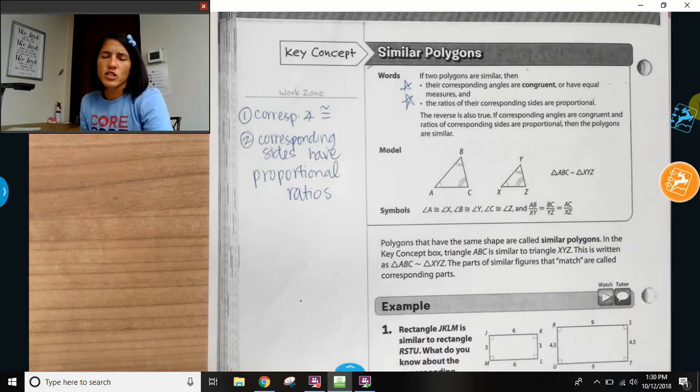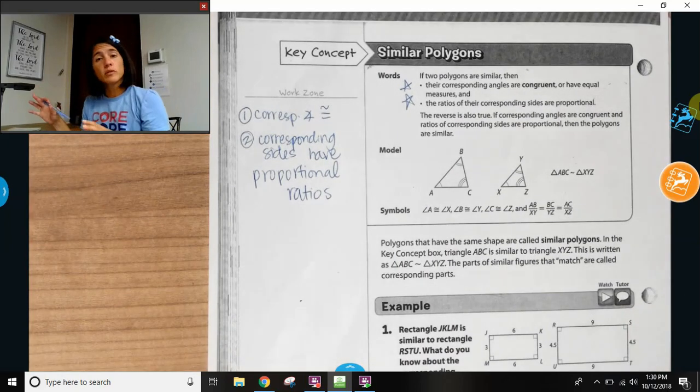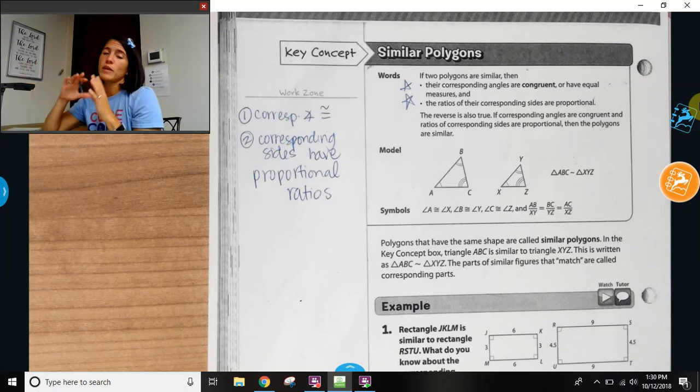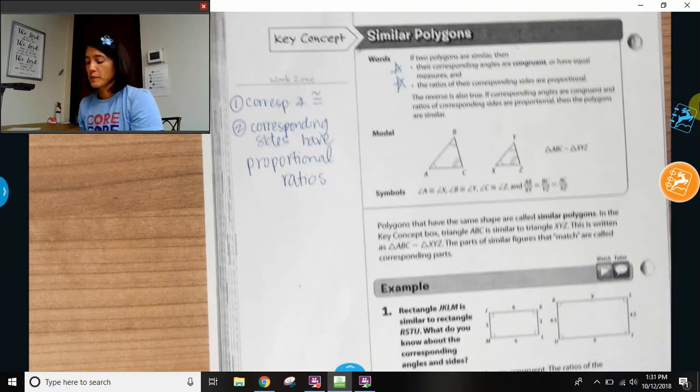That means if, let's just say, a triangle was doubled, all the sides are going to be double. All three sides of the triangle are going to be proportional in their change. You're not going to double two sides and then triple a side. Whatever the ratio is, it is consistent for all sides. They're all proportional. That's how you can tell if polygons are similar.